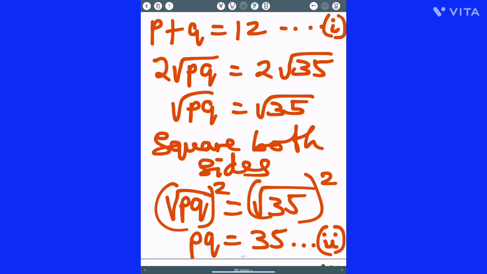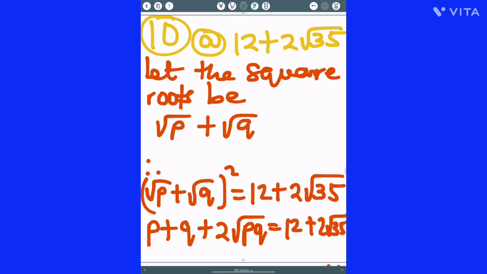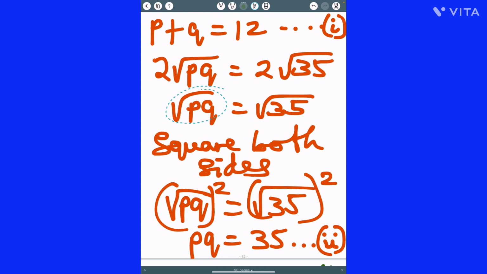Then equate rational part to rational part and irrational part to irrational part. That gives you 2 root pq is 2 root 35, and p plus q is 12. Equation 1. Then from here we get our equation 2. So square both sides, divide both sides by 2, you get this. Then square both sides. This will remove this.